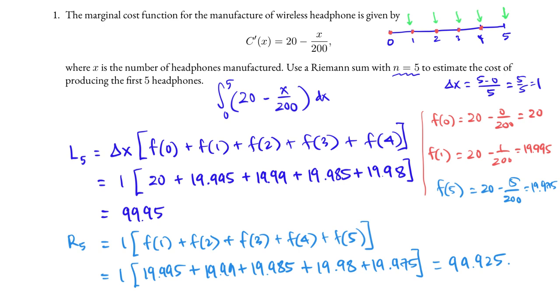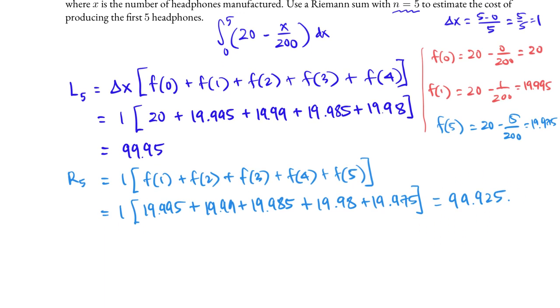Evaluate this, we will get 99.925. So using the left sum, we get 99.95. Using the right sum, we get 99.925. Usually, we will get a more accurate answer if we average the two.